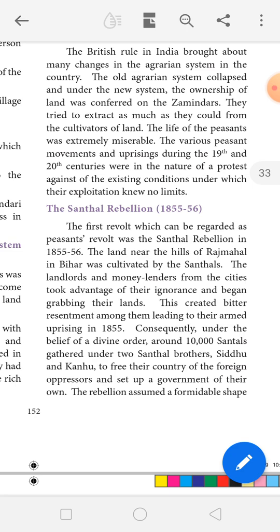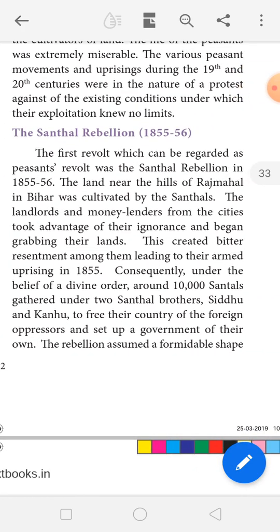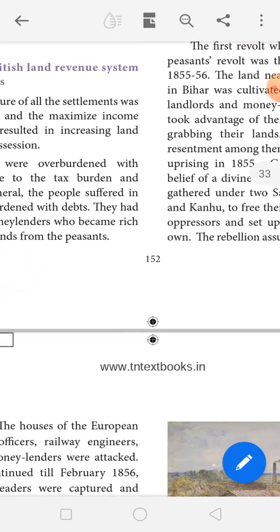Following this, the peasants, about 10,000, rallied under the leadership of Sidhu and Kanhu. Not only this, to liberate themselves from foreign power, the peasants also wanted to form a government of their own. So they needed help, and Sidhu and Kanhu helped all the peasants. What did they need? They needed their own government. The rebellion assumed a formidable shape within a month.